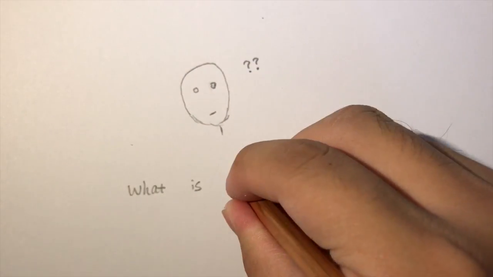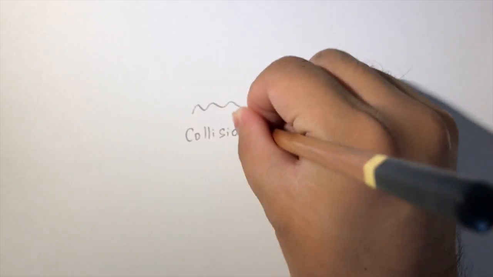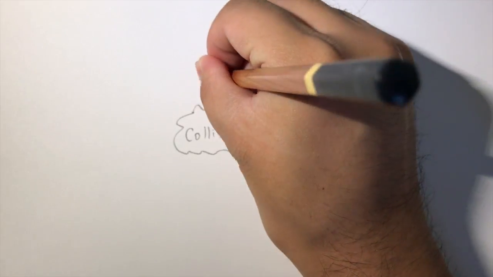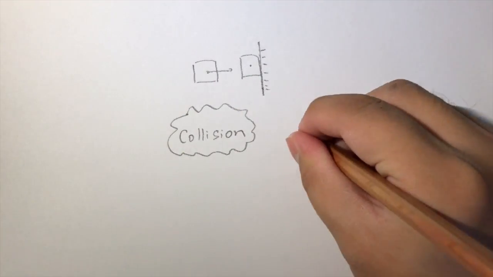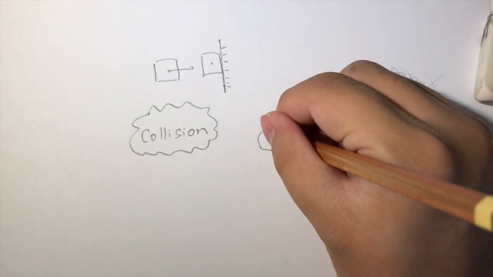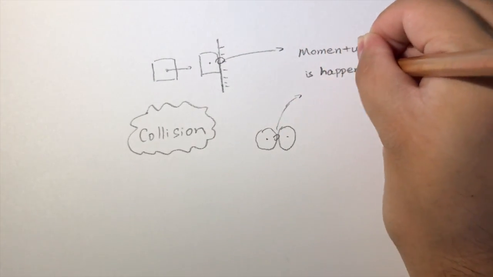But wait, what is momentum? Well, let's talk about collision first. A collision is a noun that describes two objects impacting each other. During this time, momentum happens.